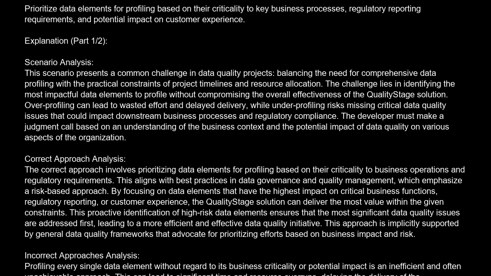This approach is implicitly supported by general data quality frameworks that advocate for prioritizing efforts based on business impact and risk. Incorrect approach analysis. Profiling every single data element without regard to its business criticality or potential impact is an inefficient and often unachievable approach.